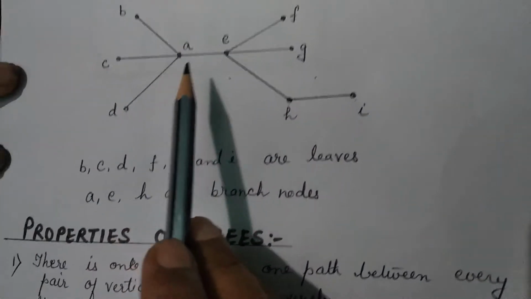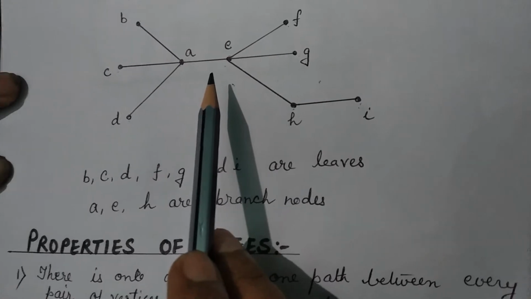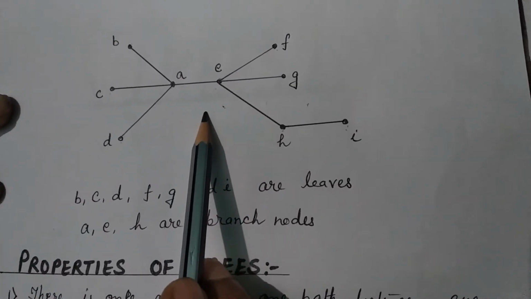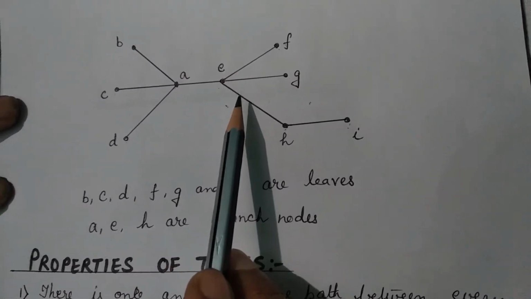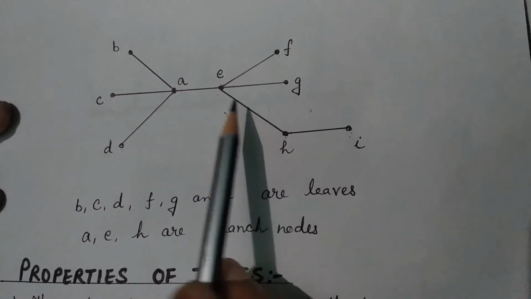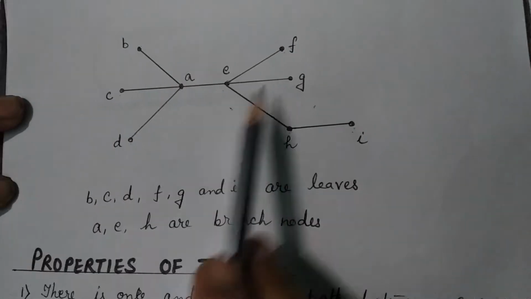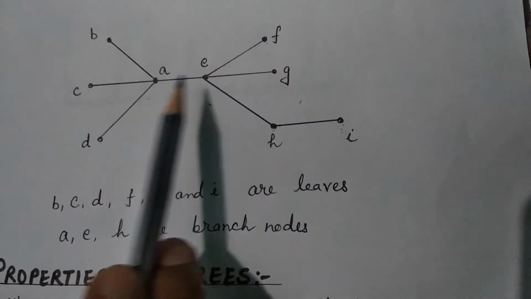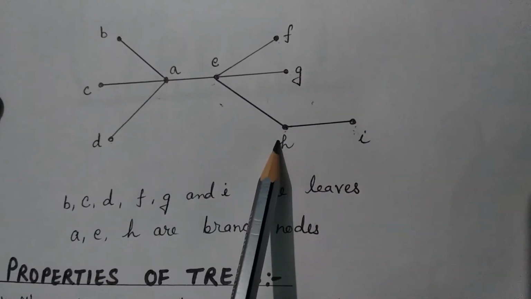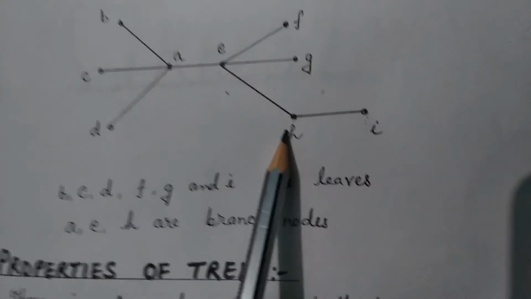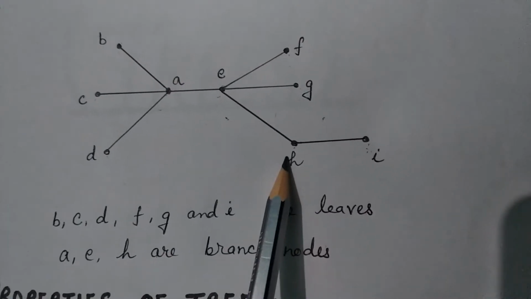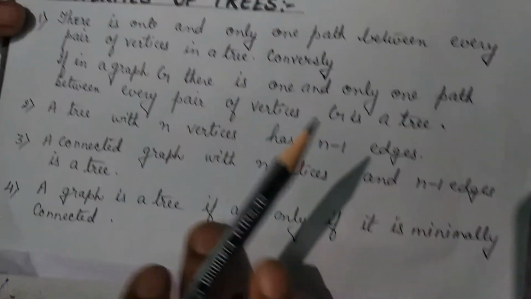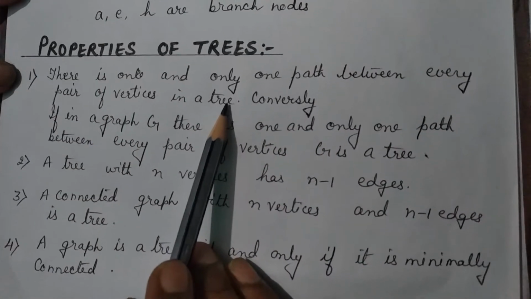Next, here we can see the vertex A, E and H. A vertex of degree larger than 1 is called branch node or internal node. So we have two terms, leaf and branch node. B, C, D, F, G and I are the leaves. A, E and H are the branch node or internal node. So after discussing what is tree, we will study some properties of trees.